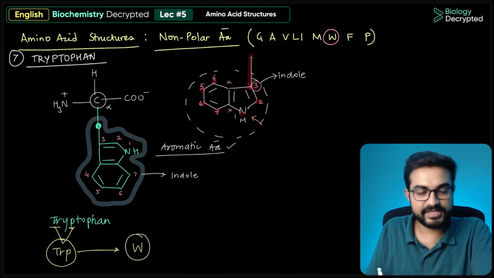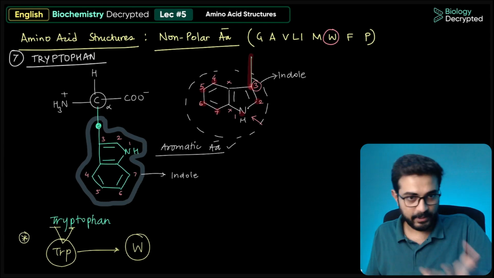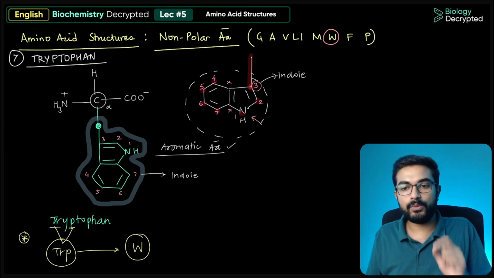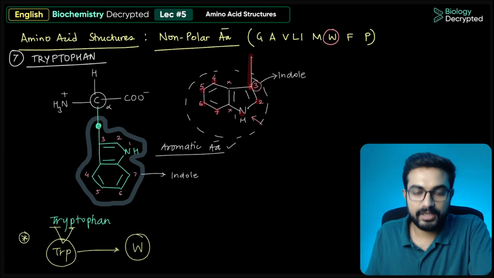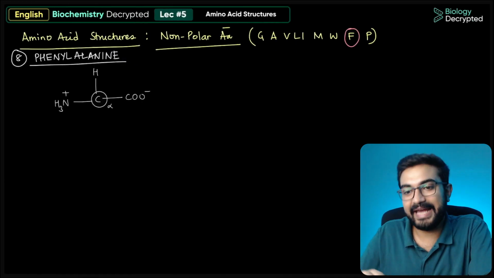So W is the 1-letter code for tryptophan. Please remember this. This is peculiar. This is not very usual, but yes, you have to remember this. Tryptophan has a 1-letter code of W. Now, we'll move forward. We'll come to phenylalanine.